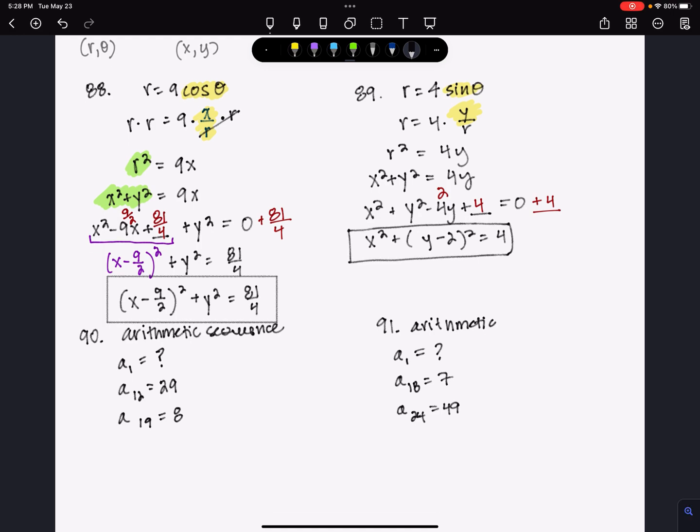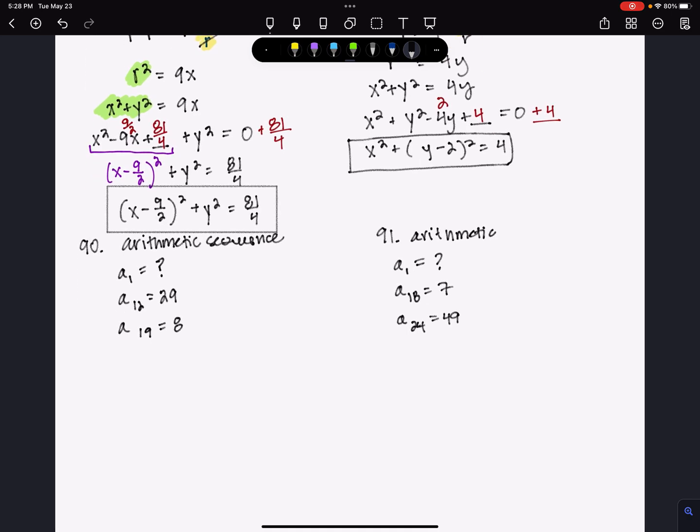Now in the next video, I'm going to work on arithmetic sequences, given 2 terms in an arithmetic sequence, finding an unknown term's value.